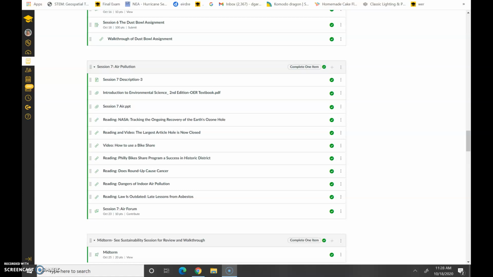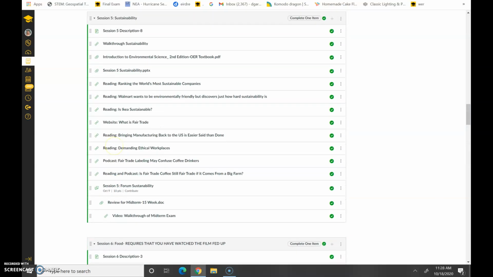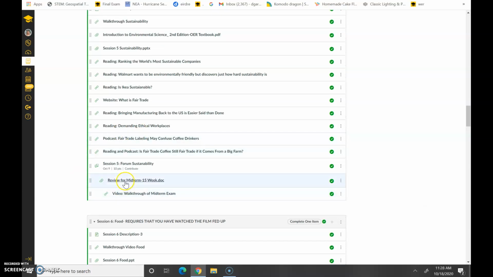So along with Session 7 is always the midterm exam. Right down here, you'll see this is the midterm exam. It's in a different portal. You'll also see a little note here that says see sustainability session for a review and a walkthrough. So you want to make sure you scroll back up to the sustainability session, which was Session 5, and it is a review for the midterm. All the questions that you will have on the midterm exam are actually on this review sheet. And then we have a walkthrough video, and the walkthrough video tells you about all of the questions and what my expectations are, etc. So make sure you take a look at those items.